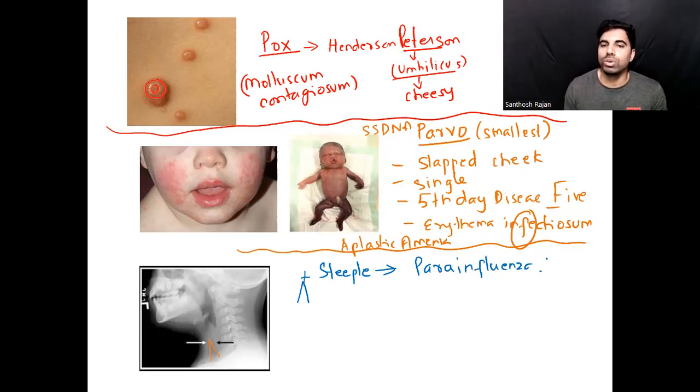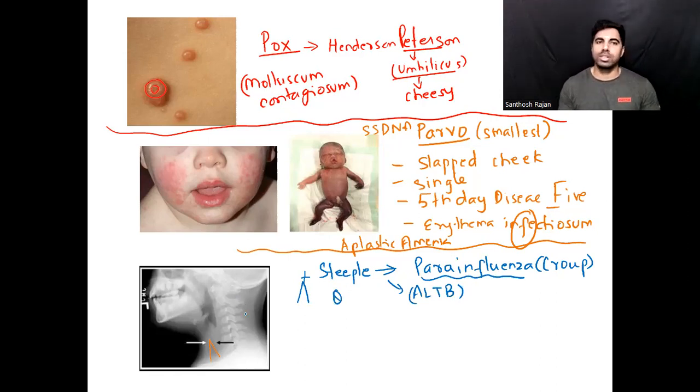Otherwise, it's called croup, C-R-O-U-P, you call croup, okay? Which causes what? Acute laryngotracheobronchitis. Okay, acute laryngotracheobronchitis. But the causative agent is parainfluenza virus, which is causing croup. Okay, steeple sign. This is a question. The image-based question means this you can ask. Okay, it looks like a steeple only. Okay, church steeple. Okay, next.